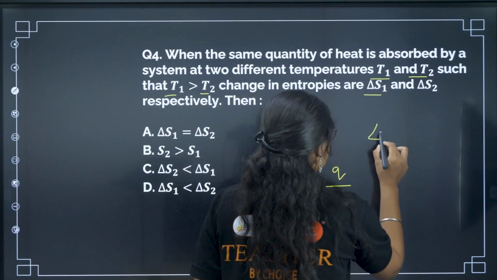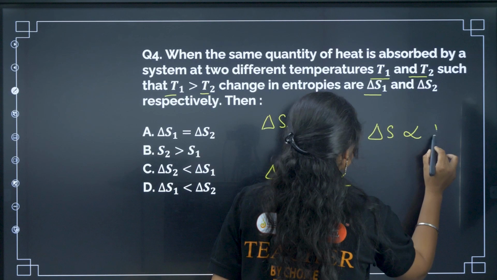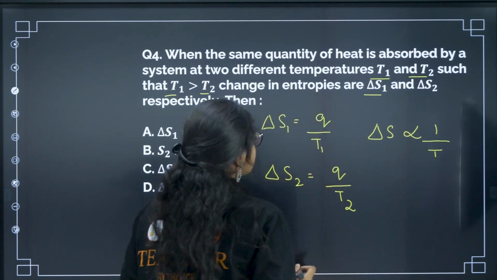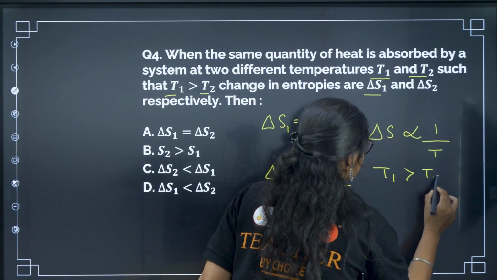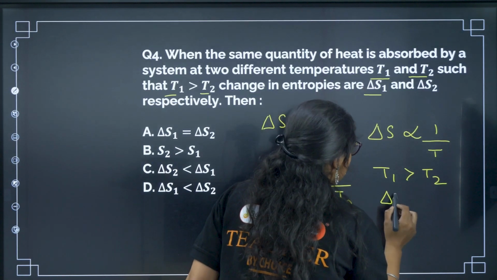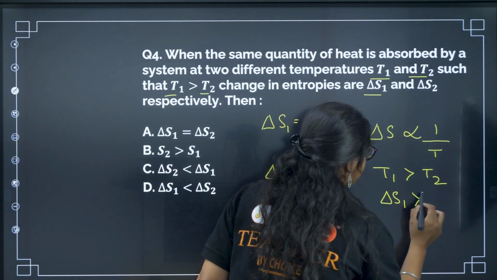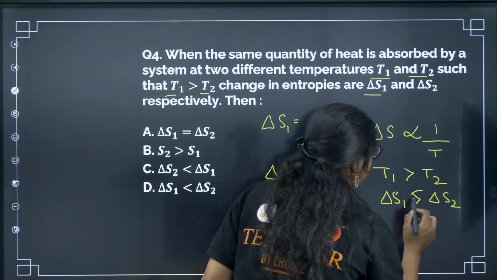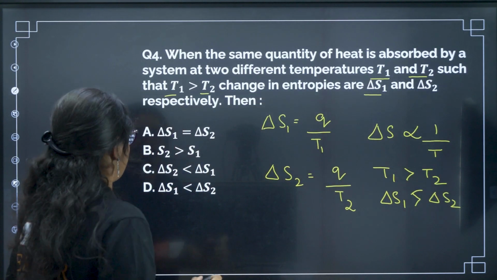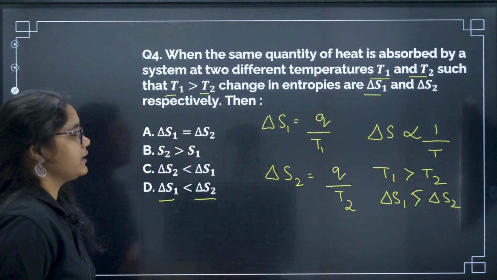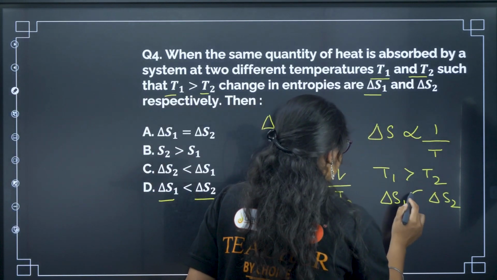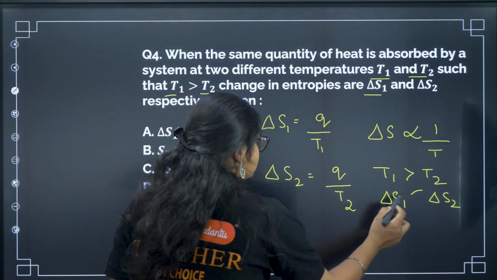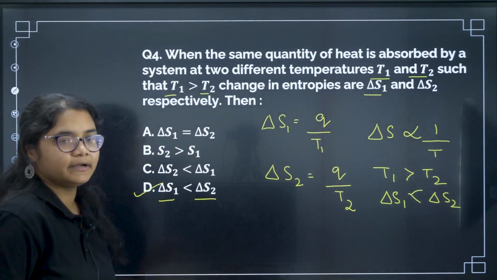Now according to the equation, delta S is inversely proportional to temperature. So if T1 is greater than T2, then delta S1 will be less than delta S2. Inversely proportional. So the change delta S1 will be less than delta S2. The correct answer for this question will be option number D.